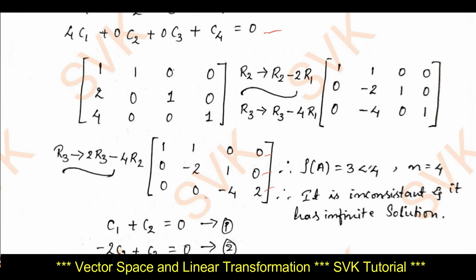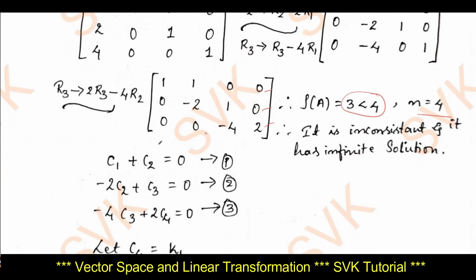But how many unknowns have we considered? C1, C2, C3, C4. So n equal to 4 is greater than the rank. Since the rank is less than that value, we can say that it has infinite solutions.